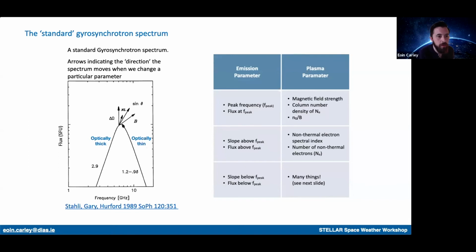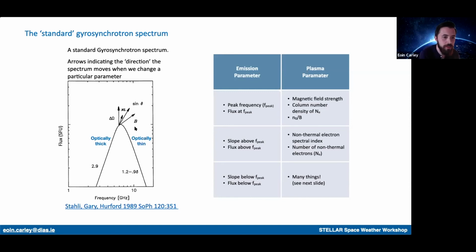Okay, so the arrows here, this is just an illustration of what a typical one would look like. The arrows indicate the direction this whole thing would move if you increase one of the parameters. So for example, if we increase the magnetic field in the source, it moves up and to the left. You get more flux and it moves over this way. Okay, if you increase the source size, the whole thing would move up this way. You just get more radiation in general.